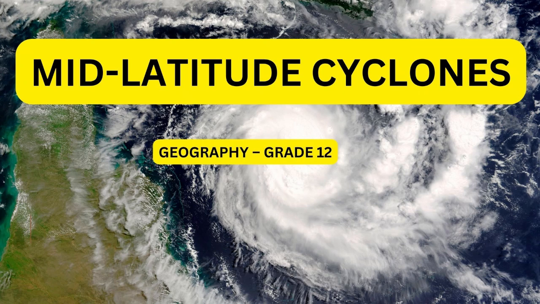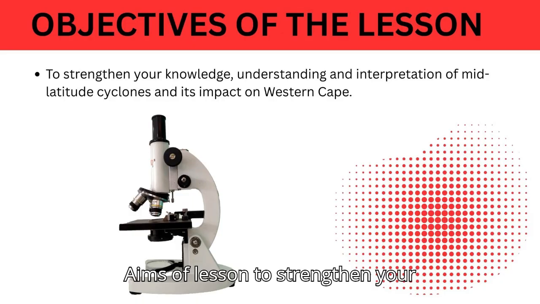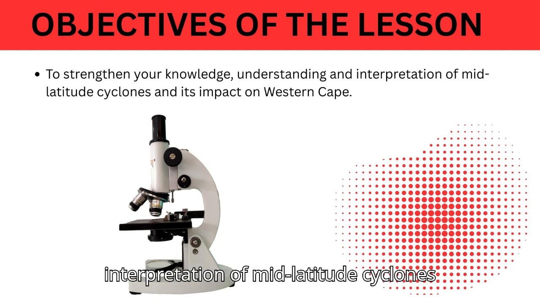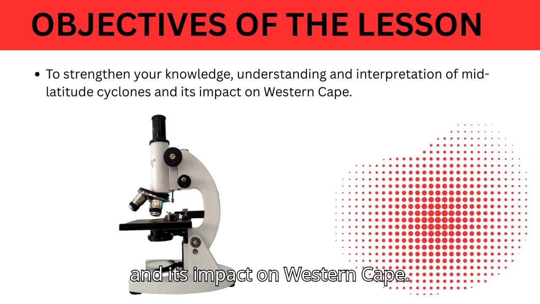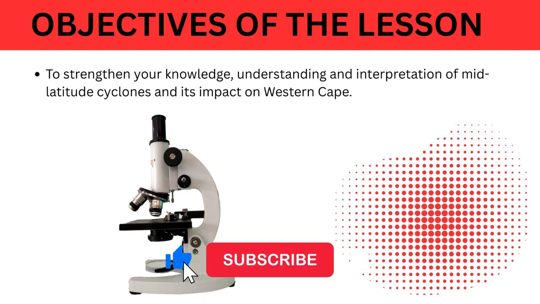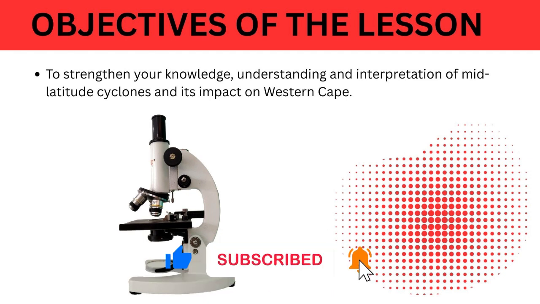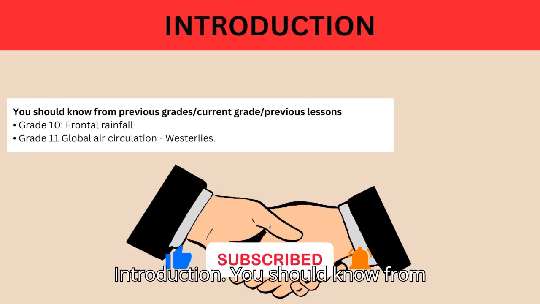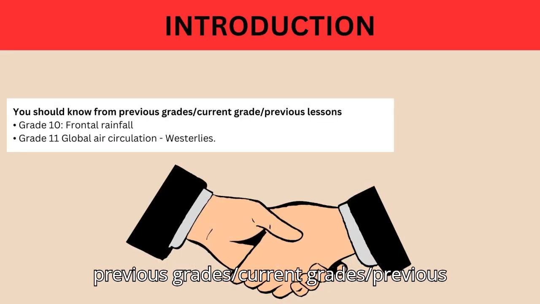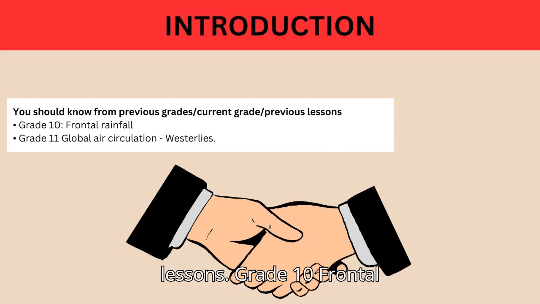Mid-latitude cyclones. Aims of the lesson: to strengthen your knowledge, understanding and interpretation of mid-latitude cyclones and their impact on the Western Cape. Introduction. You should know from previous grades and lessons: Grade 10, frontal rainfall. Grade 11, global air circulation, westerlies.